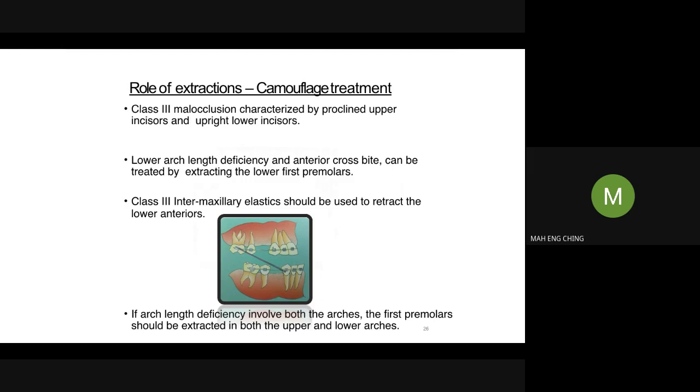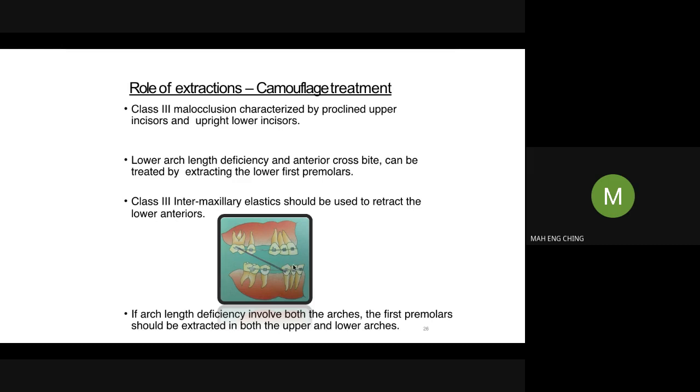So lower arch length deficiency and anterior crossbite can be treated by extracting the lower first premolar. Imagine if you take out the lower first premolar, then you can bring the lower incisors back with the space created by the extractions. And of course, class 3 intermaxillary elastics should be used to retract the lower incisors. You can attach a rubber band from the back of the maxilla to the front tip of the mandible. Then there are reciprocal forces, pulling the upper maxilla forward and the lower mandible backward. By doing that, you can reverse the crossbite or correct this class 3 malocclusion.